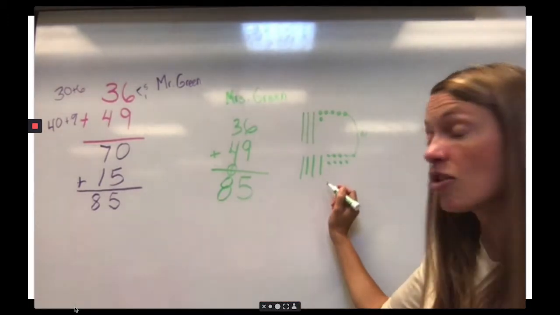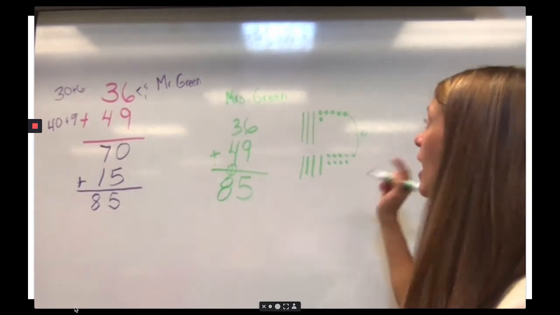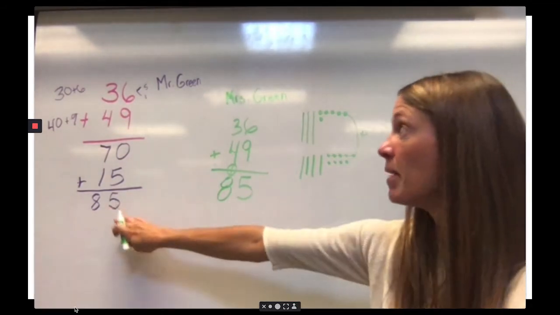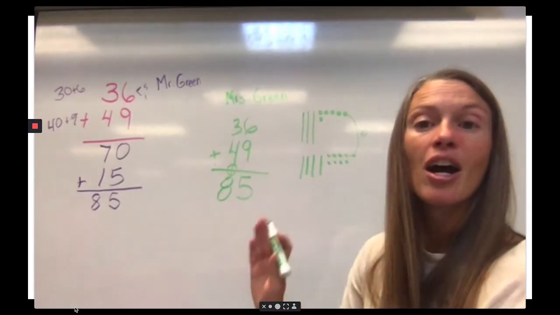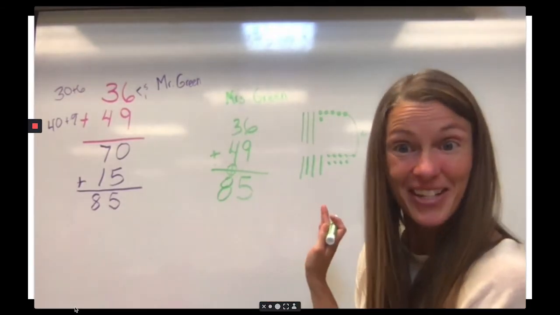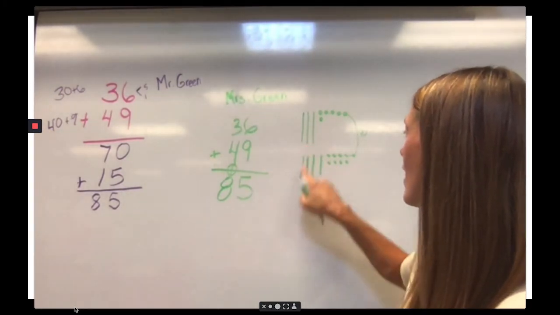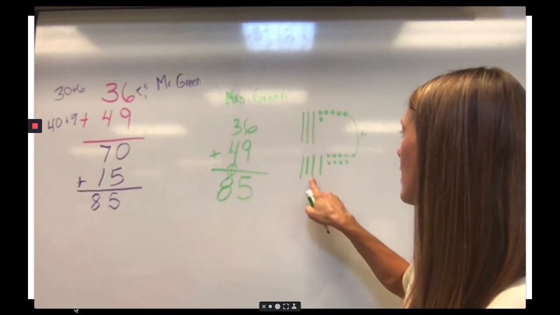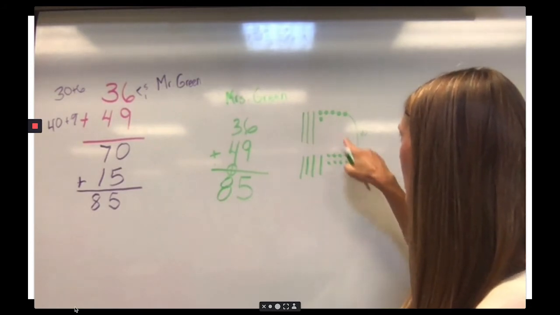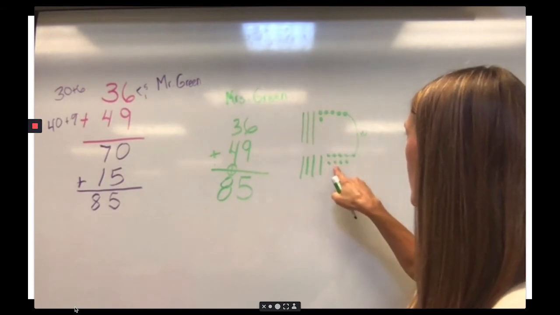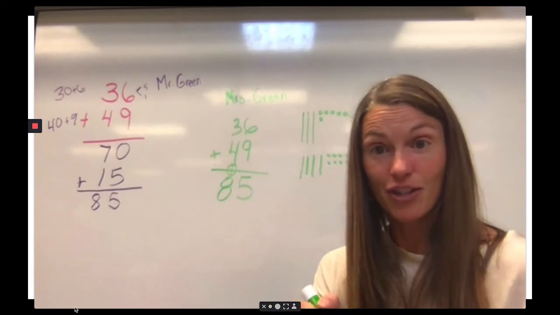Now, if I count over here using my proof drawing or my math drawing, let's make sure that Mr. Green and Mrs. Green and Mrs. Olson all got 85. Can we do that together? 10, 20, 30, 40, 50, 60, 70. This group of 10 is 80, 81, 82, 83, 84, 85. We all got 85 strawberries.